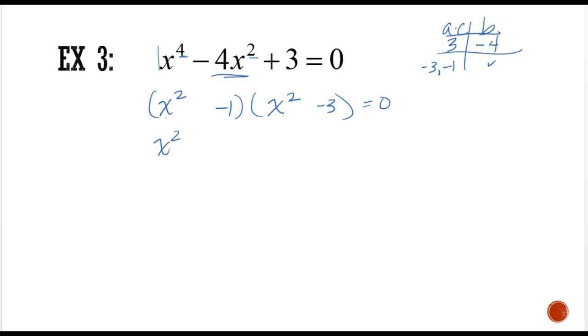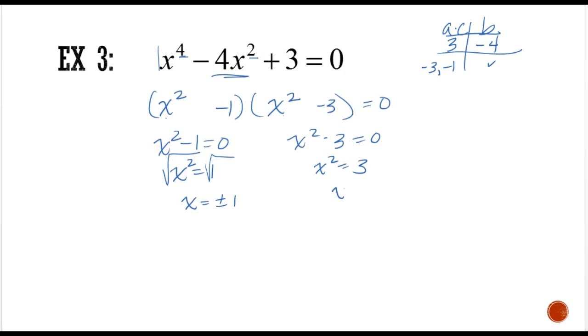So I would set each of these factors equal to 0 and solve for x. So x squared equals 1, or x squared equals 3. Now we know if you take the square root, we would have x equals plus or minus 1. Same thing here, x equals plus or minus square root of 3. Remember our order is to the 4th power, so I should have 4 solutions. Here's 2 solutions, and over here is 2 solutions, so I have my 4 solutions.